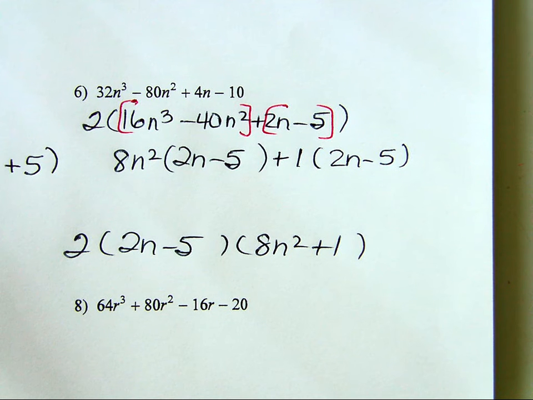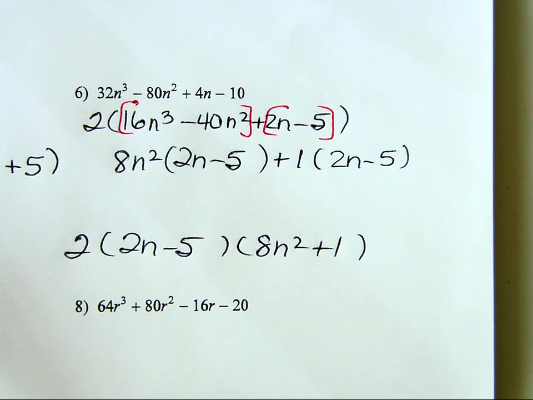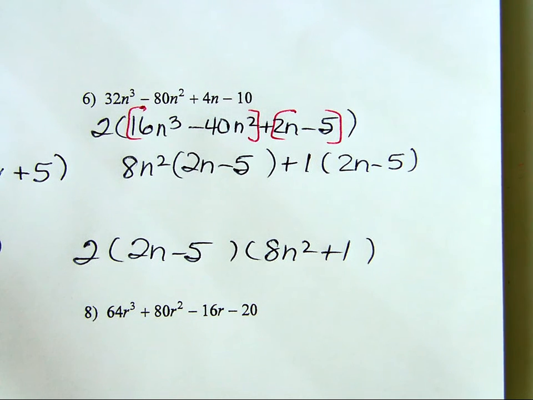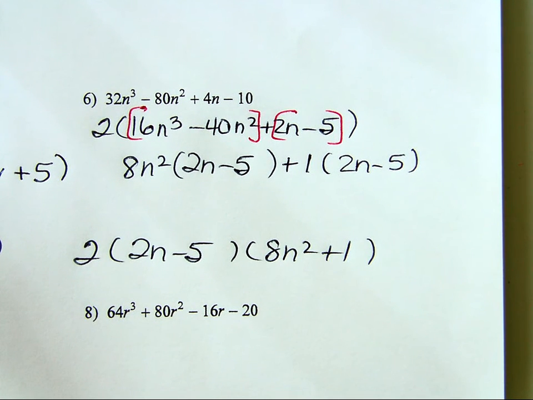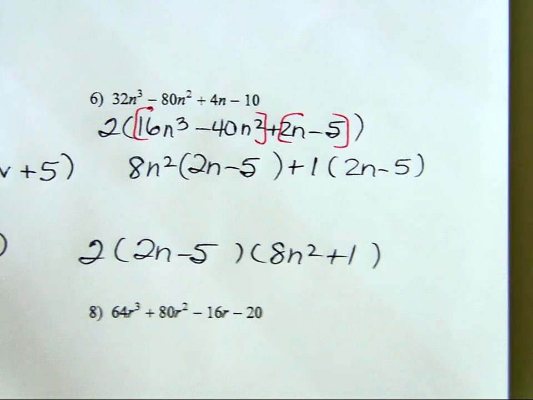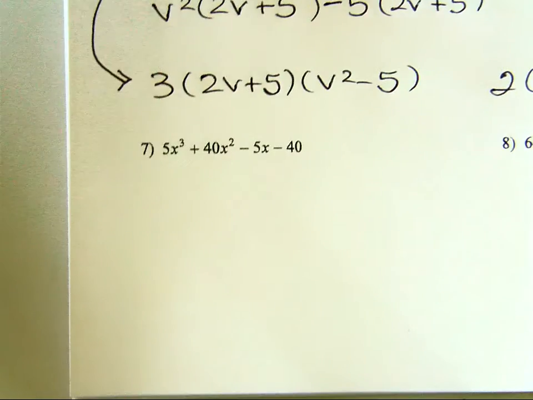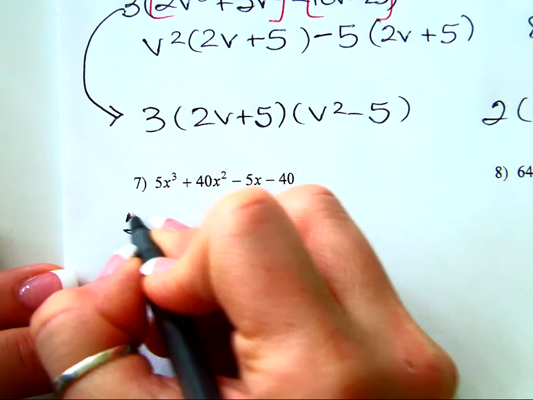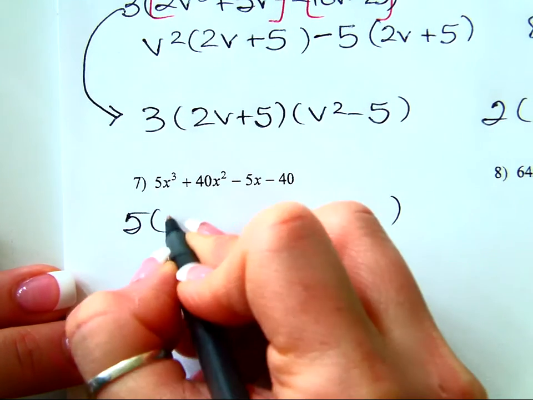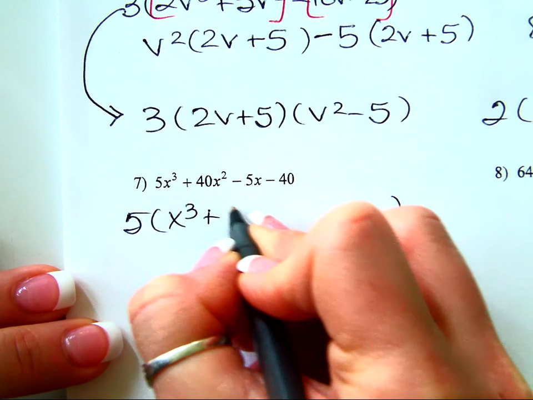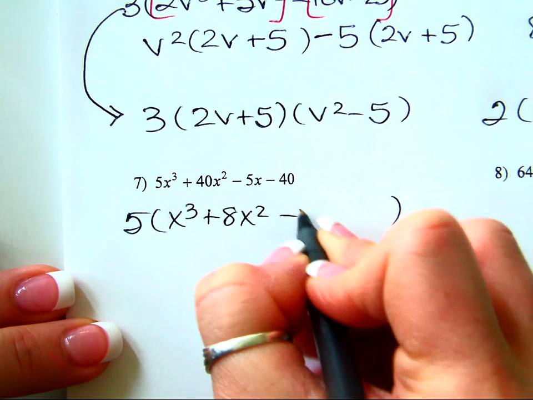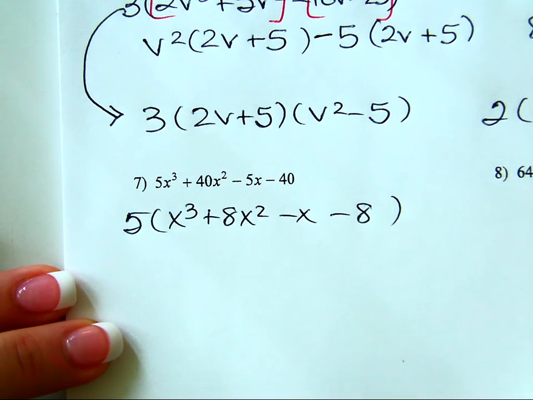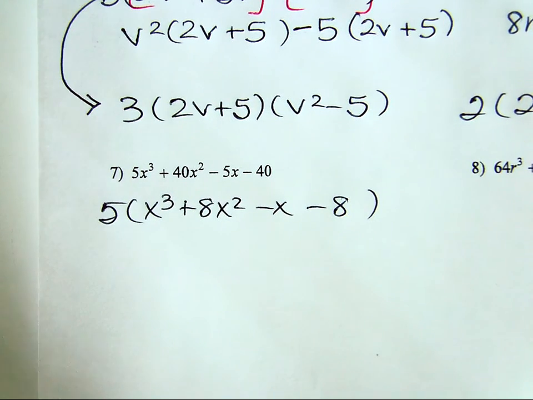So we have one more to do. Okay. Last one. We good? So you're with me so far, right? I mean, it's not too bad. All right. So let's start with this. Let's pull a GCF of 5 out. Good so far?